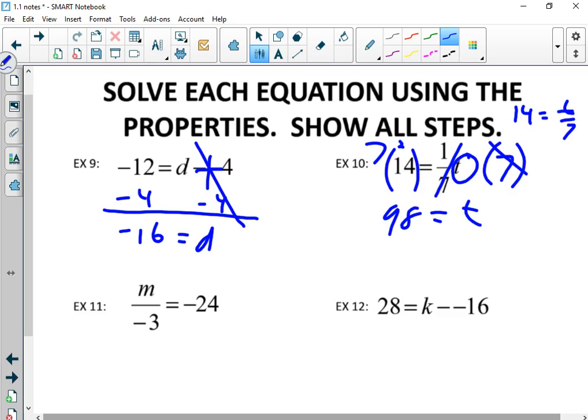Now, here's the thing. Let's say this was 2 over 7. Then we would multiply by 7 over 2. Right, we just flipped it. We multiply by the reciprocal. The reciprocal is just the fraction standing on its head. All right?